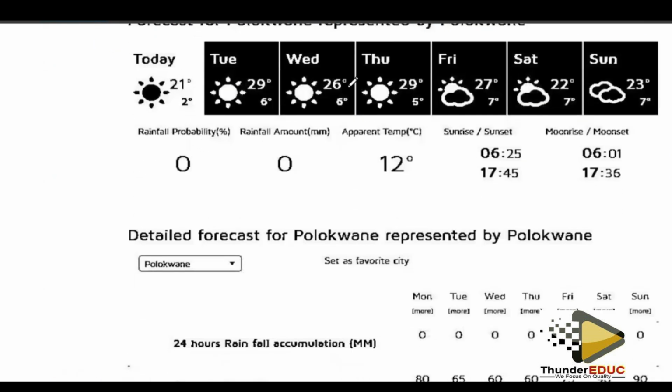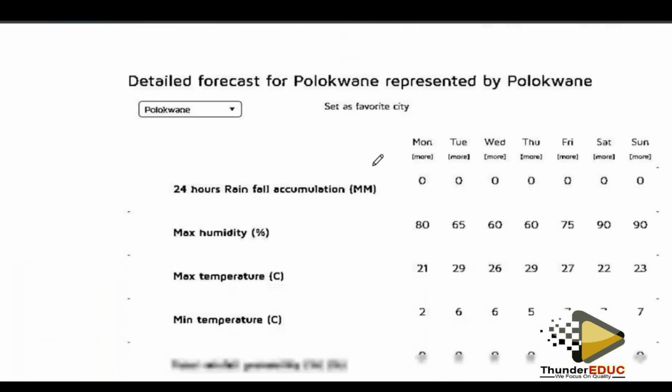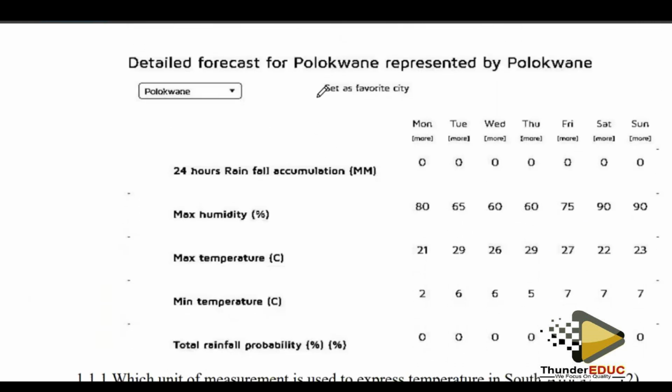Right, today, when you take a look at this, which day do you think it was? It has to be a Monday. Why? Monday is the only day that's not showing here. So it's Monday, Tuesday, Wednesday, Thursday, Friday, Saturday, Sunday. Anyway, here we go. This is when it was taken, sunrise, and the detailed forecast for Polokwane.